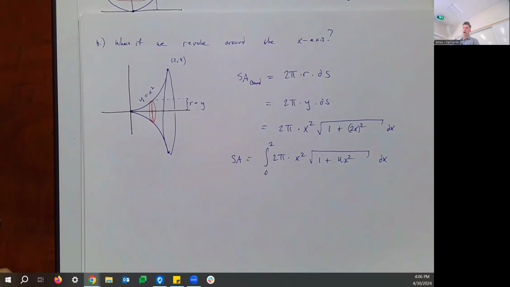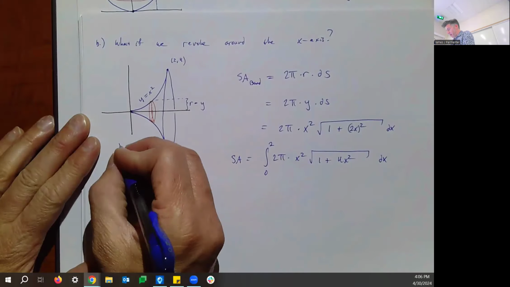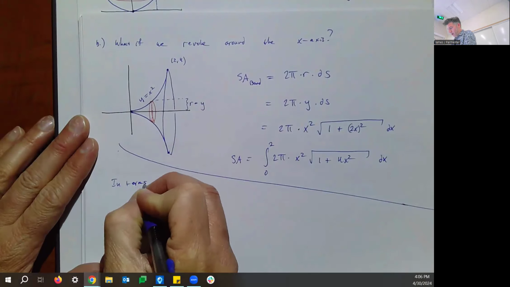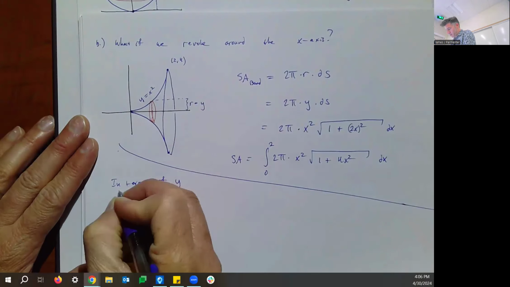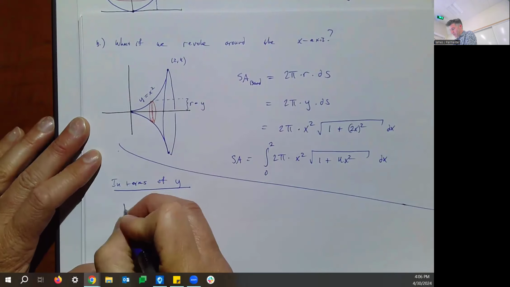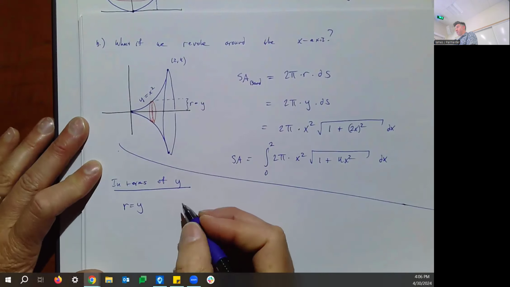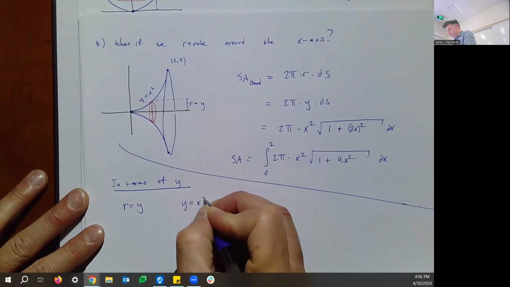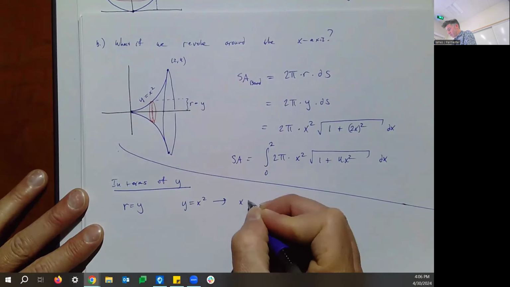So let me take a pause for a moment here. Actually, before I pause, let me point out that we could have set this one up in terms of y if we wanted to. If I had decided instead to do this one in terms of y, we could say that our radius was y, and then if we solve for x as a function of y, instead of saying y equals x squared, that's going to become x equal to the square root of y.